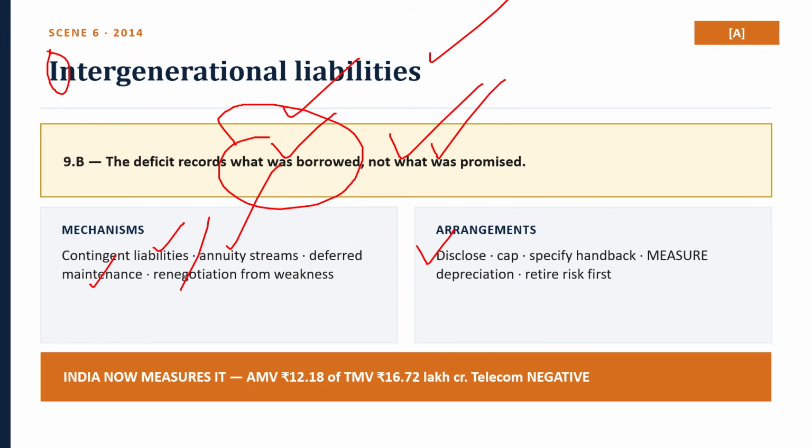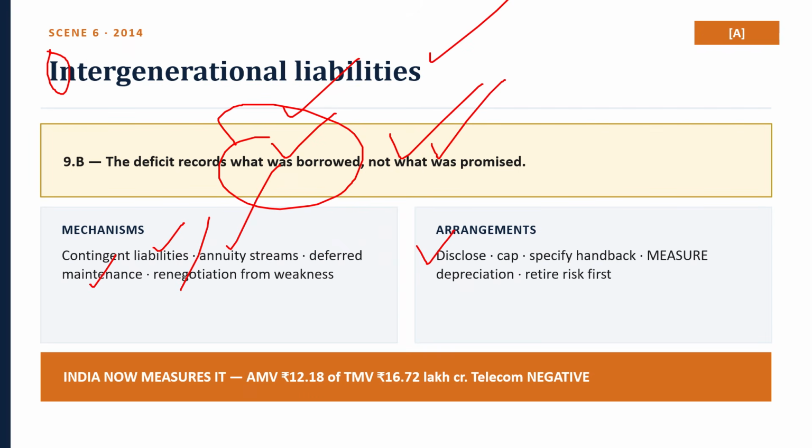And India now does. This is your current affairs edge. NMP 2.0 introduced aggregate monetization value, which is total monetization value adjusted for the depreciation in the asset during the concession period. Across the pipeline, AMV is 12.18 lakh crore against a TMV of 16.72 lakh crore, 72.8%. In power, it is 49.4%. In telecom, it is negative, minus 2625 crore on a TMV of 4800 crore. A government that publishes a negative number on its own program is doing the intergenerational accounting the 2014 question asks for. You have to say that.